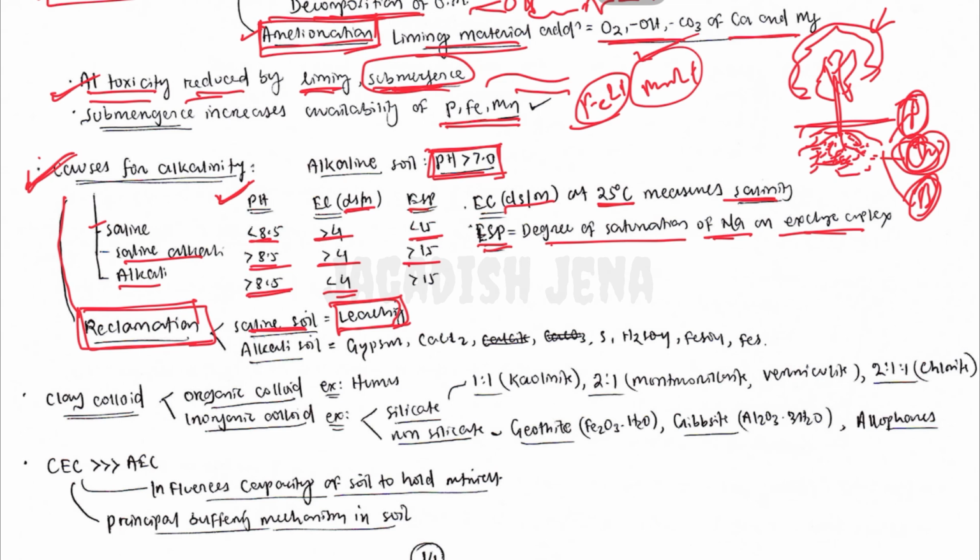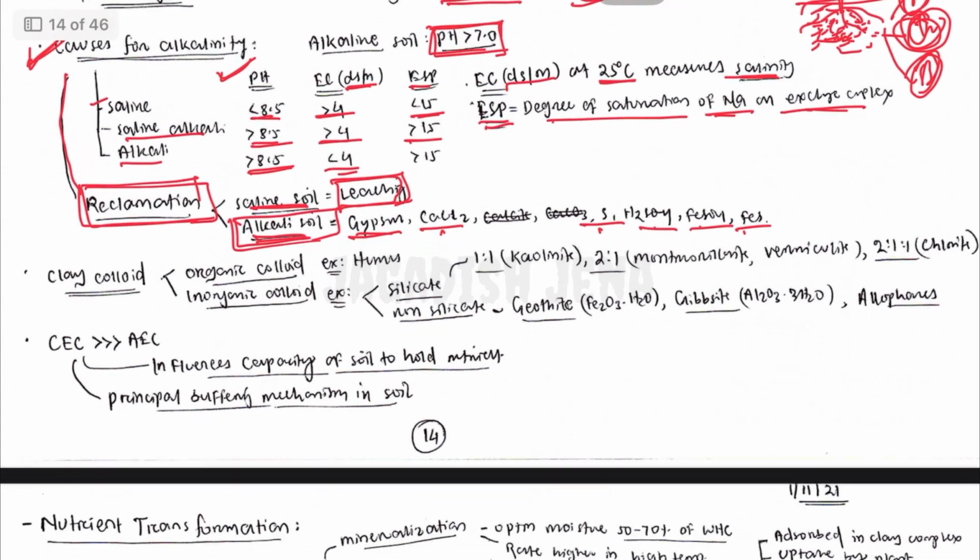These salts are not soluble in water. Now, for reclamation of alkaline soil, we need to apply gypsum, calcium chloride, elemental sulfur, sulfuric acid, iron sulfate, FeS, ferrous sulfide. These are the reagents, or ameliorants, which are used for ameliorating alkali soil. Now this was about saline and alkali soil.